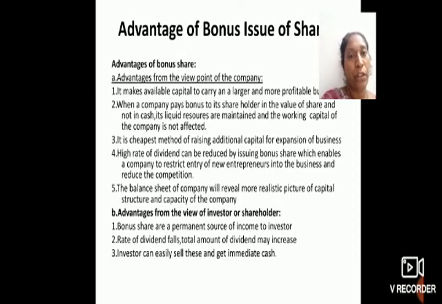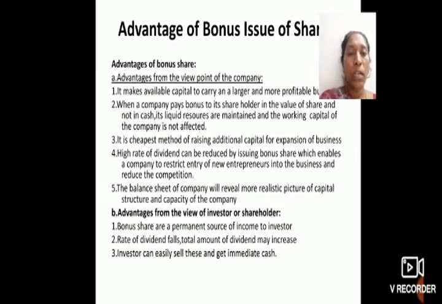The next one, the balance sheet of the company reveals the actual capital structure. That means normally when you see the balance sheet of the company, issued capital may be some amount, paid up capital may be some other amount. Issued capital means how many shares the company has issued, worth 10 lakh for example. But paid up capital means how much shareholders actually purchased. It may not be up to 10 lakh, it may be less than 10 lakh. So it doesn't reveal the real picture. This kind of bonus share matches the issued and paid up capital, which in return helps to reveal the actual capital structure of the company.